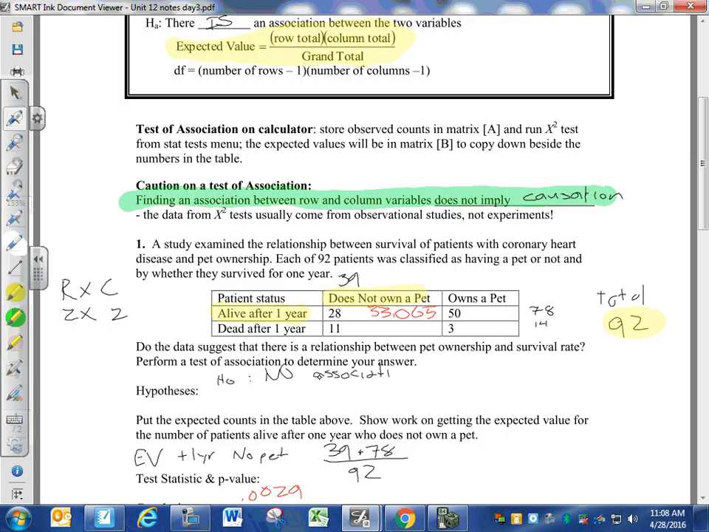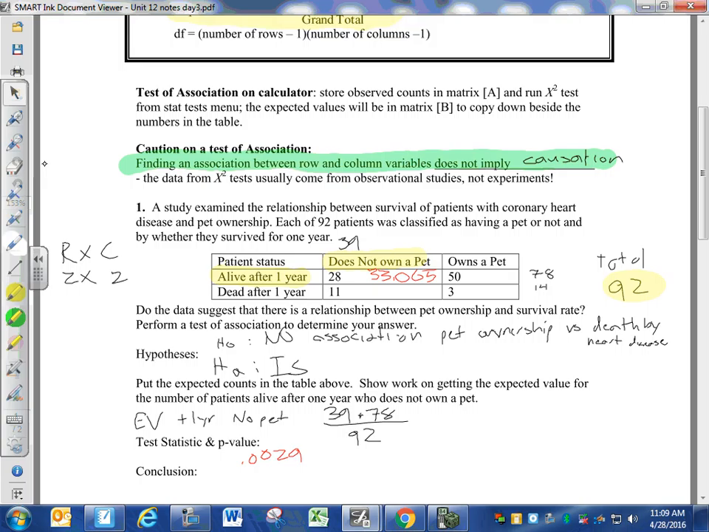Now, let's be specific, no association between what? Yeah, pet ownership and death by coronary heart disease. The alternative is that there is an association between pet ownership and death by heart disease.